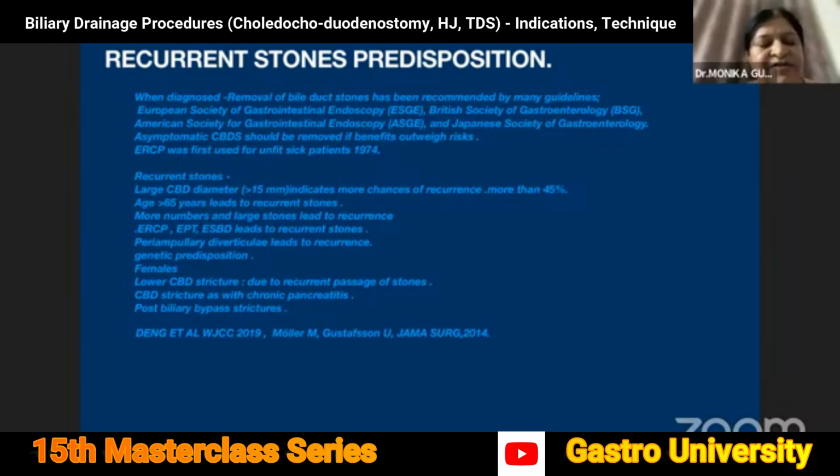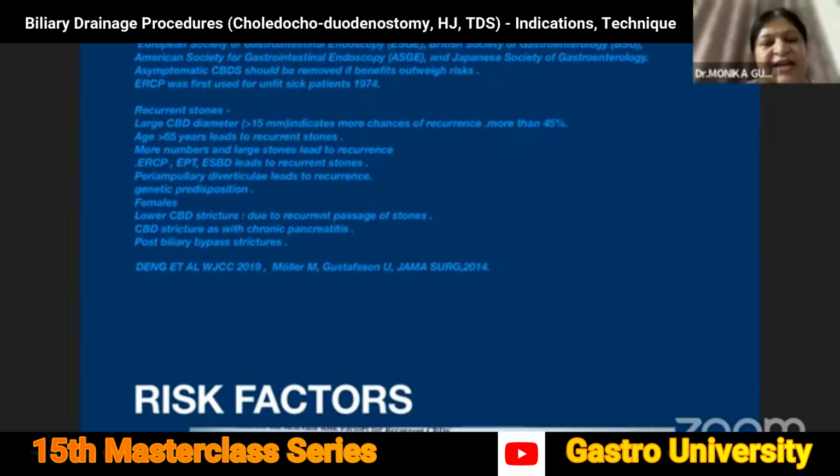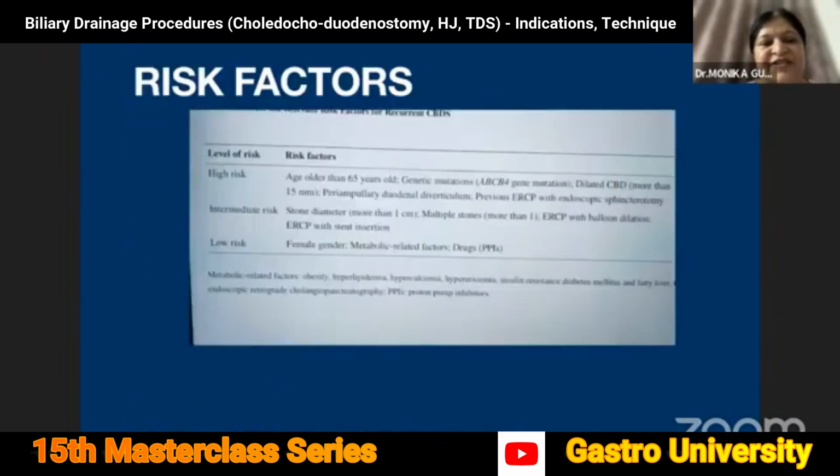Genetic predisposition: some genetic orientations can lead to increased formation of stones. In females, there can be more formation of stones. Lower CBD stricture due to recurrent passage of stones, which is called benign stricture at the lower end. CBD stricture, as in chronic pancreatitis, post biliary bypass strictures like HA stricture or CDD stricture. So these are the reasons where one can have recurrent stones, as well as we can have the indications of bilioenteric bypass.